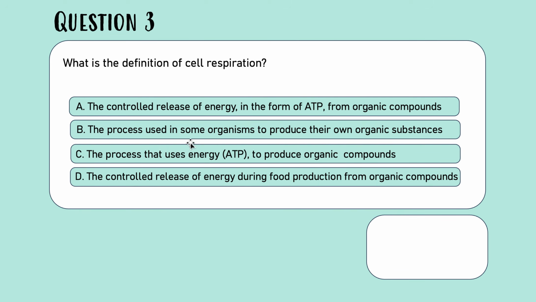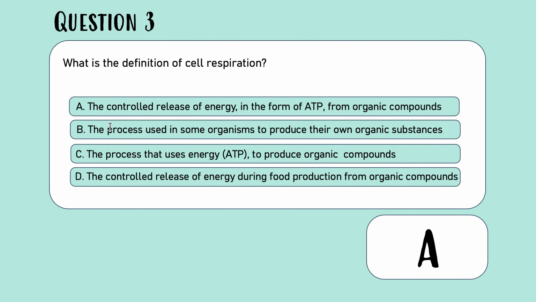What is the definition of cell respiration? It's the controlled, that's very important, controlled release of energy in the form of ATP from organic compounds. See, glucose, fatty acids, those are all organic compounds. So don't get confused when you see this. It doesn't have to be just glucose. It can be any kind of organic compound. So the answer here is definitely A.